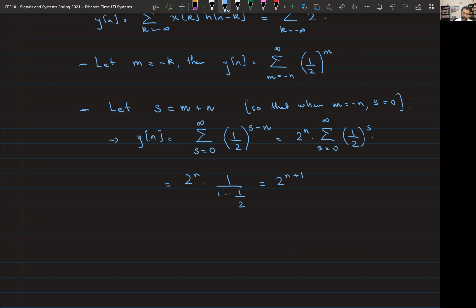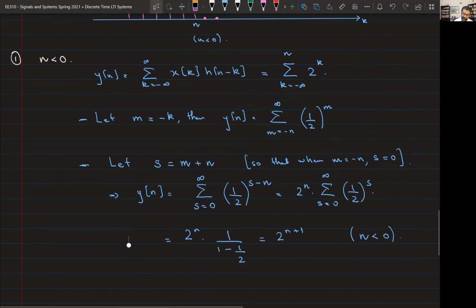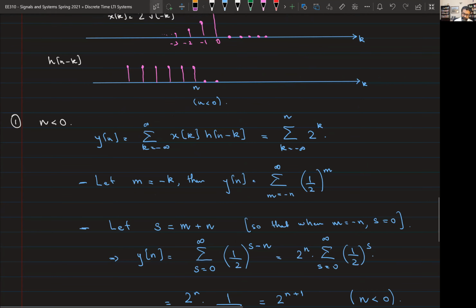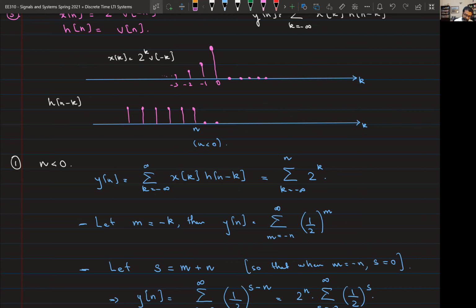So this particular case, mind you, was a case when n was less than 0. What about the case when n is greater than or equal to 0? What happens there? So now I can pull this up ahead, and this corresponds to the case when n is greater than or equal to 0.